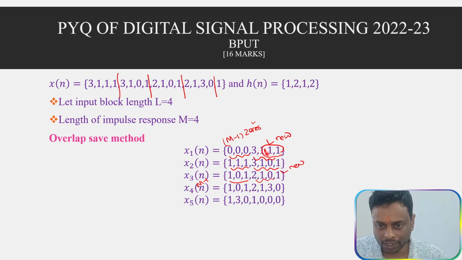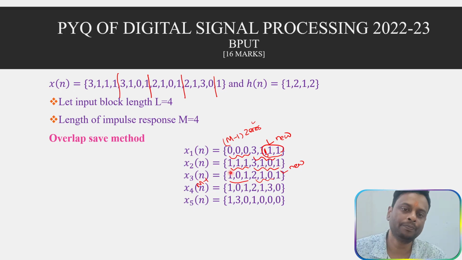Then the last 3 data of x1 of n, that is 1, 1, 1. These are the new data of x2 of n, or the first data of x1. Then for new data, that is 3 1 0 1. Similarly, the last 3 of x2 of n, that is 1 0 1. This is according to m minus 1. Next for new L points, similarly 1 0 1, the last 3 data points of x3 of n. Then for new data, similarly, and so on and so forth.